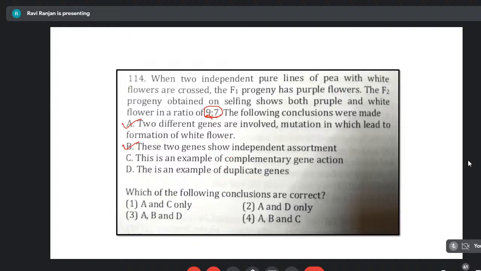This is an example of complementary gene interaction. 9:7 itself tells you it is a complementary gene interaction, and it is an example of a duplicative gene. That is wrong. So what will be the right answer? Fourth. Perfect. You will be able to solve it.